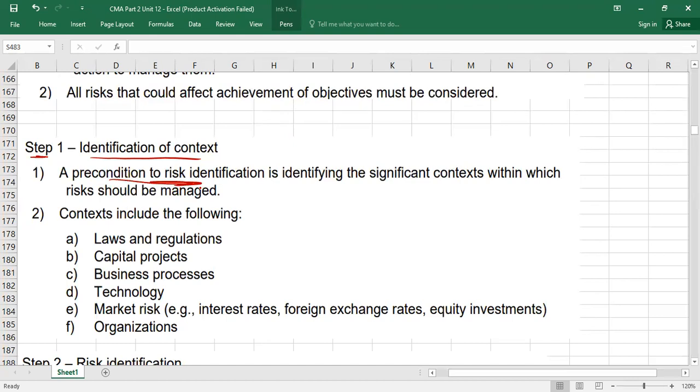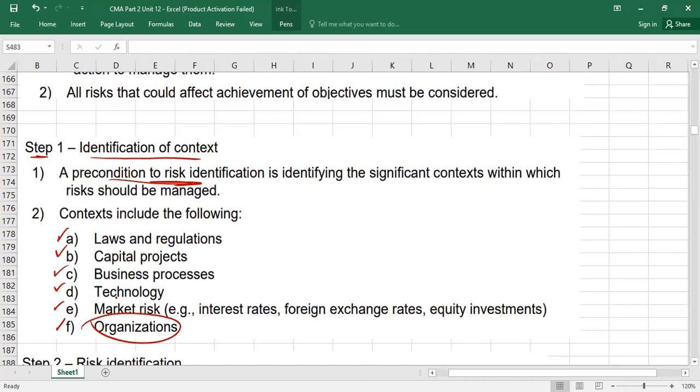For example, context means maybe you are looking for the risk in laws and regulations area. Maybe you are looking for the risk in certain capital projects, in certain investments. Maybe in a specific business process, or the risk relevant to technology only, or market risk, for example interest rate, foreign exchange rate, or equity investment, or maybe the risk for the organization as a whole. So this is what is called context.